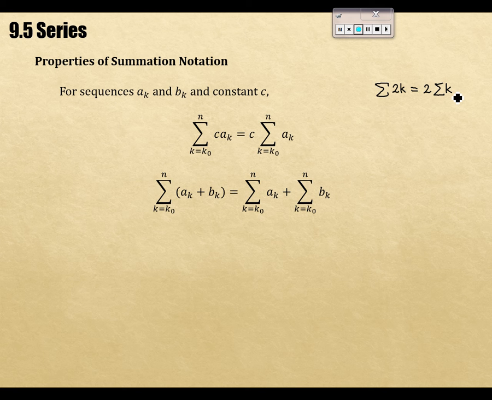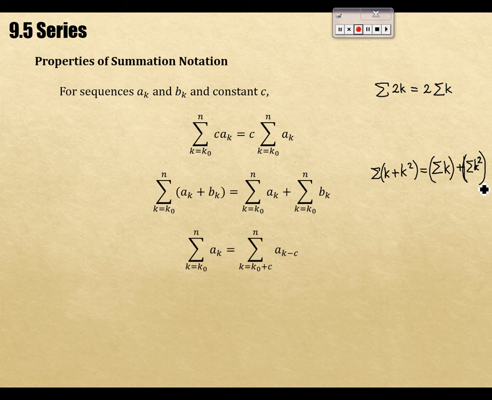Here's another property, which again can be proved from the first principles of arithmetic. This is saying that, for example, the sum of k plus k squared is equal to the sum of k plus the sum of k squared. For example. And again, just think about actually writing these sums out. Instead of thinking about k plus k squared, take all the first parts and add them up, and take all the second parts and add them up. Addition is commutative and associative, and so forth. So those are two properties.